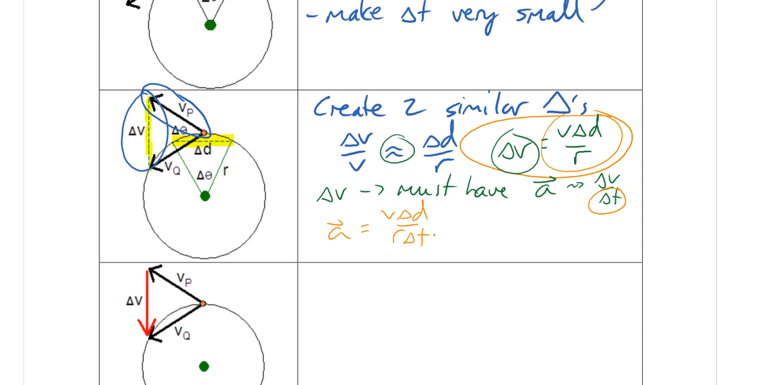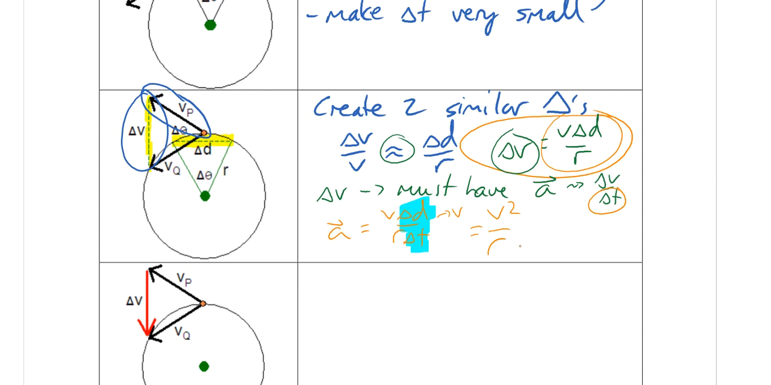And as soon as I do that, I've got two things that go really nicely together. Delta d and delta t go very nicely together because d divided by t is just another speed. That is a little speed right there. So I've got speed multiplied by another speed and divided by r, which then becomes v squared divided by r. And that would be how to calculate the acceleration going in a circle.